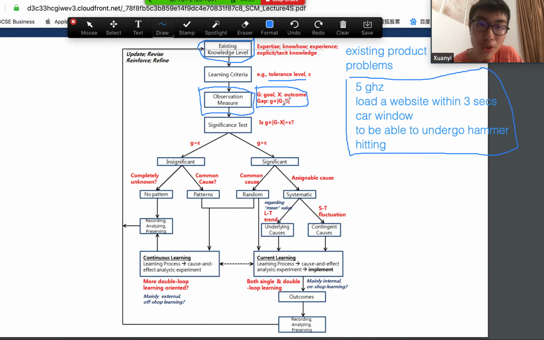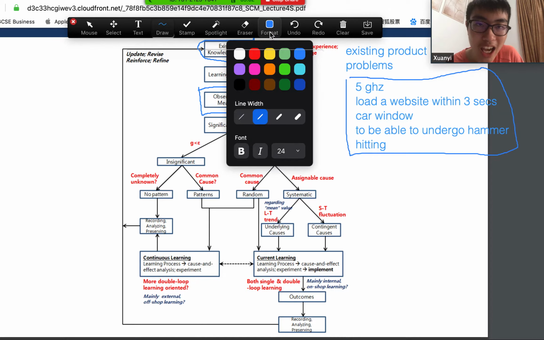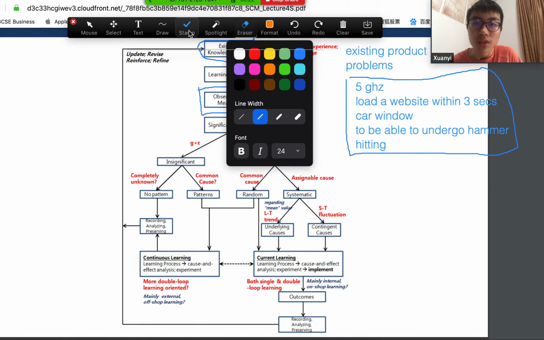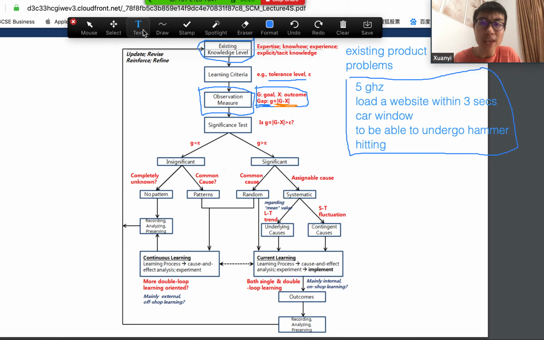So we set a goal and we try to find out the gap, which is important. We find the gap by subtracting our outcome from the goal, to see the gap between the goal and our outcome. Then we conduct what we call the significance test, to find out whether the gap is within our tolerance level. We are basically asking whether the tolerance level is E. We have decided to use this variable as a representation.